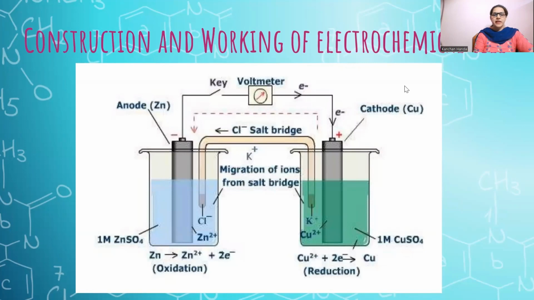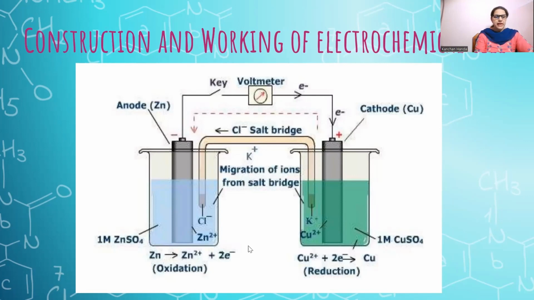For the construction of electrochemical cell, two electrodes are taken. One is oxidation electrode and the other is reduction electrode. In oxidation electrode, zinc rod is dipped in zinc sulfate solution, which acts as anode. Anode is the electrode where oxidation takes place. In a reduction electrode, copper rod is dipped in copper sulfate solution, which acts as a cathode. Cathode is the electrode where reduction takes place.